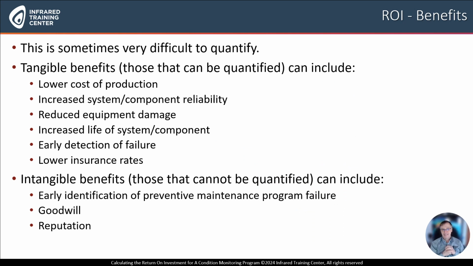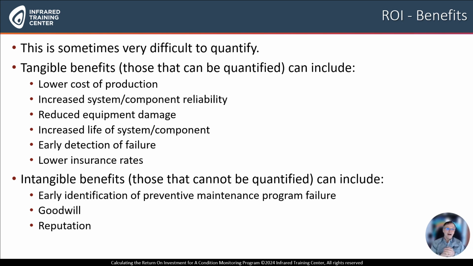Now the benefits. These can be very difficult to quantify. So there's no one recipe that fits everything. There are tangible and intangible benefits. Tangible means things that we can quantify, and they include a lower cost of production. Perhaps you have conveyor belts, and conveyor belts have some rollers, and those rollers are hot. And so by repairing things appropriately, lubricating things appropriately, your electrical energy goes down. We'll see a case history of that.